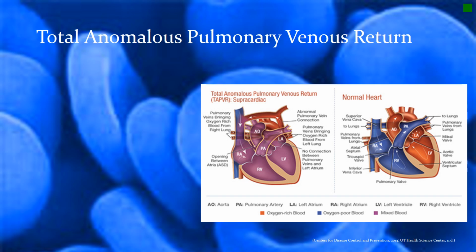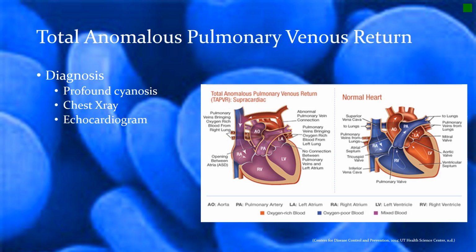Newborns with TAPVR are profoundly cyanotic and in severe congestive heart failure. If we are circumventing a majority of the left side of the heart, in particular the left ventricle, then there is going to be a tremendous amount of fluid overload in the lungs. Treatment for TAPVR requires early surgical repair. The CDC reports that individuals that do survive often have lifelong complications.